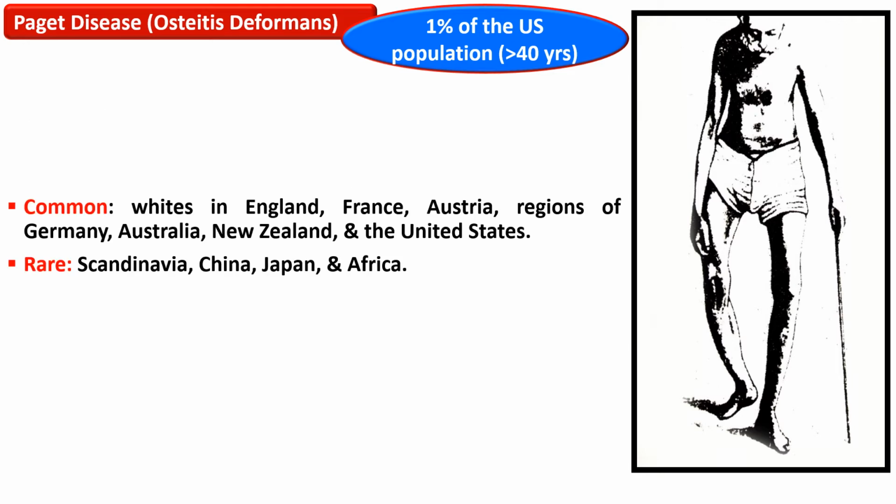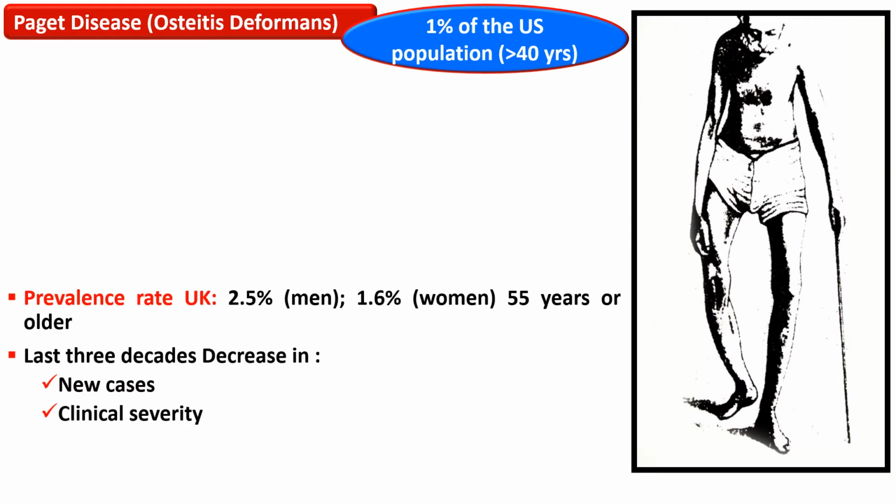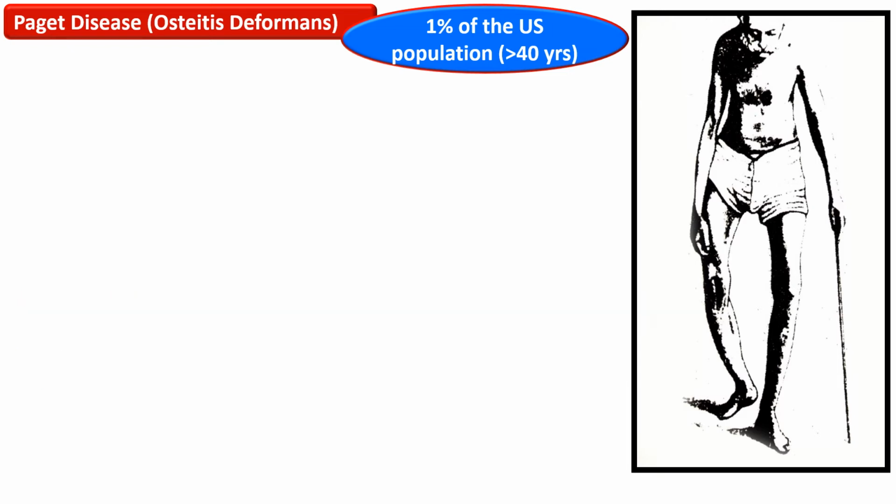It is more common in whites and more common in England, France, Austria, parts of Germany, New Zealand and USA. It is rare in Scandinavians, some Asian populations, China, Japan and Africa. For the UK, its prevalence is 2.5% for men, and for females it is about 1.6% in the population aged 55 years or more. The incidence and severity of this disease has decreased in the last 25 to 30 years in various areas.